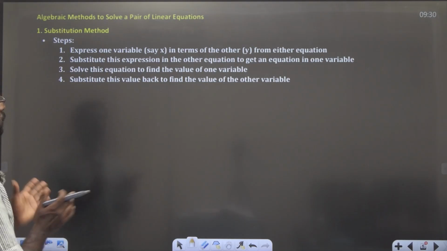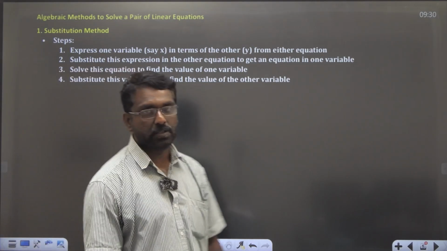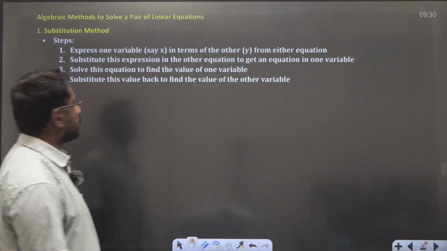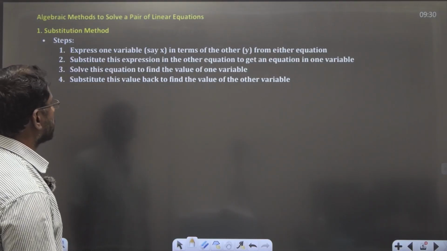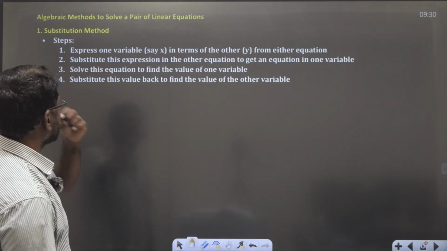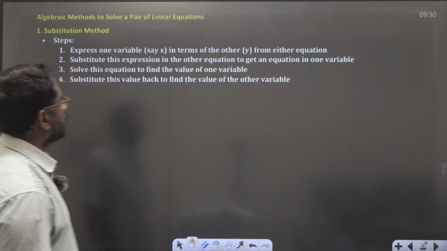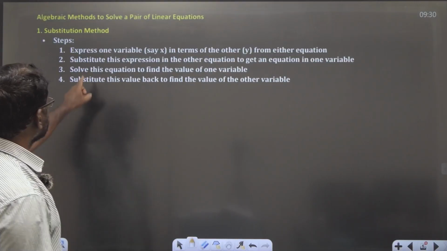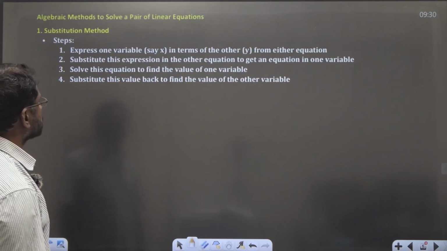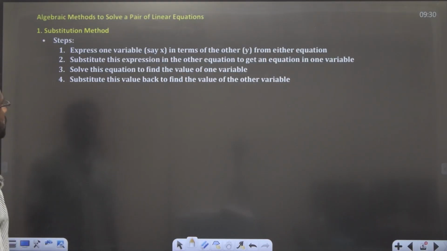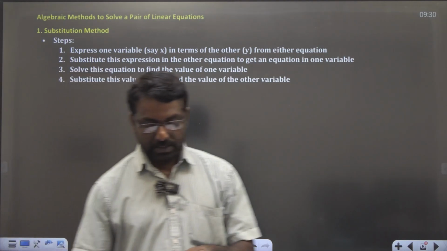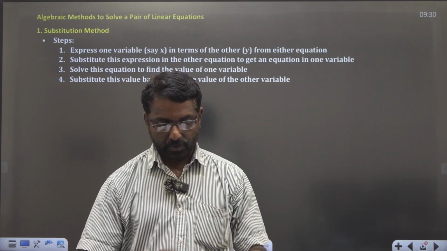Next is the solution of linear equations in two variables. There will be two lines. There are different methods. Mainly your NCERT book explains four methods. One is: express one variable, say x, in terms of the other, y, from either equation. We will discuss it later, no problem. Substitute this expression in the other equation to get an equation in one variable. Solve this equation to find the value of one variable. Substitute this value back to find the value of the other variable. We are going to discuss an example.